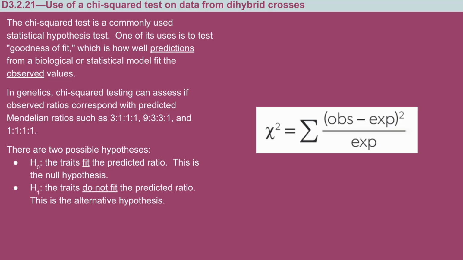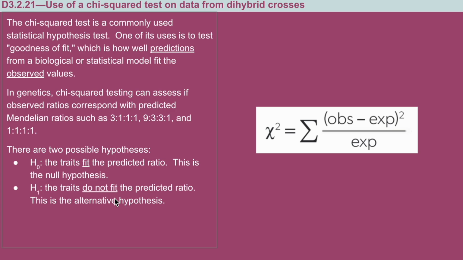We can also use this to determine if an expected ratio based on a Mendelian cross is what is actually observed. We're going to start by setting our possible hypotheses. Our null hypothesis says that the traits fit the predicted ratio. Our alternative hypothesis says the traits don't fit the predicted ratio.